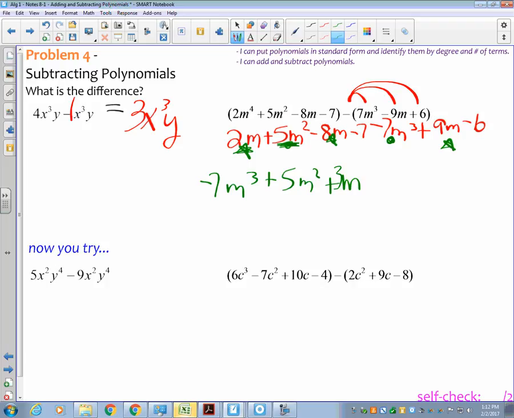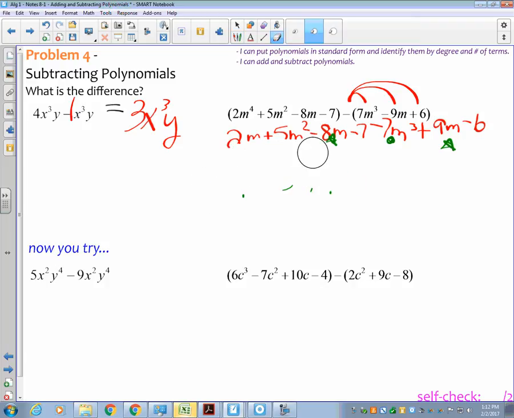Wait, hold on. Let's try this again. Let's see if I can write it in the correct order. So this is 2m to the 4th, 5m squared minus 8m minus 7. Okay, so now I got 2m to the 4th. He doesn't have any other m to the 4th to combine with.